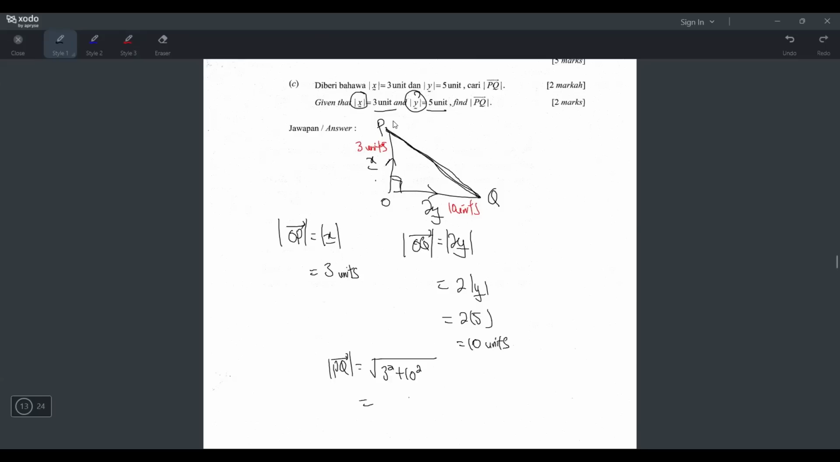PQ is actually the longest side. Okay, ini side paling panjang dalam right angle. Sebab dia depan 90. Okay, the side opposite 90 will always be the longest side in the right angle triangle. So you have to take the other two side plus lah. Square dulu baru plus, and then square root the whole thing. Okay, I think you can press this in your calculator. So let me press my calculator. Okay, 3 square plus 10 square, I get 109. Square root answer 10.44. Okay, so yeah. So the unit is 10.44 units. And that's all. Sudah siap? Okay, let's continue.